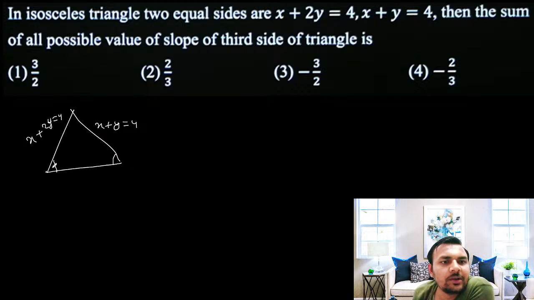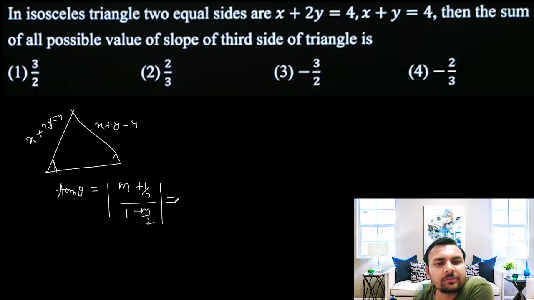Slope. This theta is equal to this theta. So can we say that tan theta is equal to this? This has come out to be simple. The slope of this is m, and the slope of this is minus 1 by 2, equal to the slope of this, m plus 1 over 1 minus m. Now we'll open with plus minus and then solve for the quadratic.